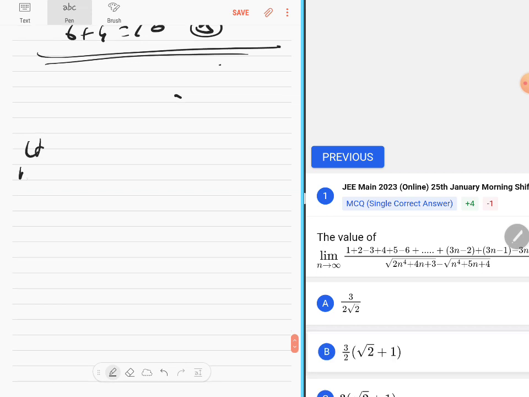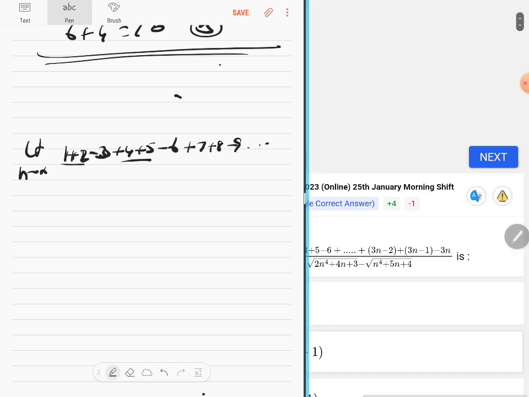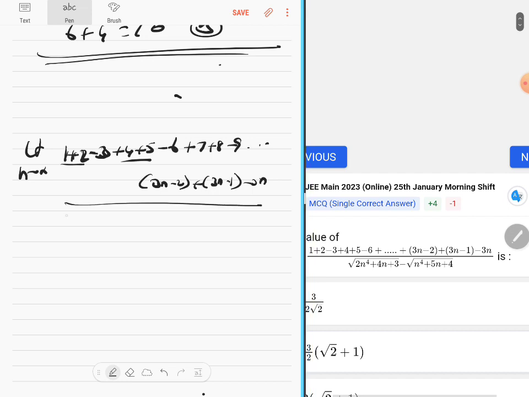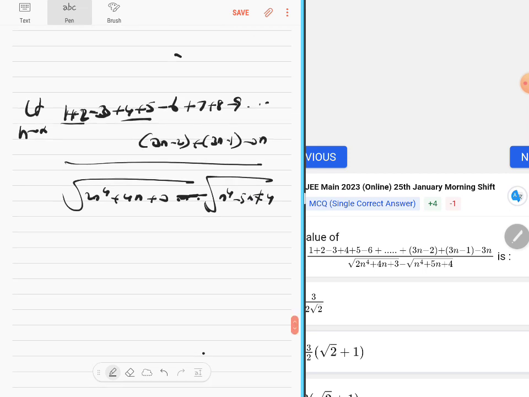A limit of n tends to infinity: 1 plus 2 minus 3 plus 4 plus 5 minus 6 plus 7 plus 8 minus 9. So it has to proceed like this. With a, you have 3n minus 2 plus 3n minus 1 minus 3n, over root of 2n to the power 4 plus 4n plus 3, minus root of n to the power 4 minus 5n plus 4, something like this. Okay, so look at this.